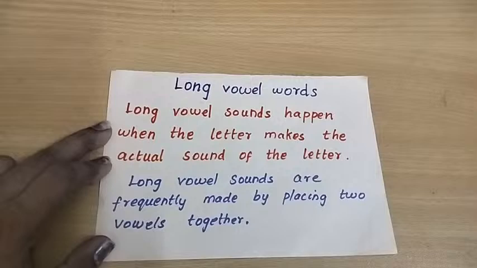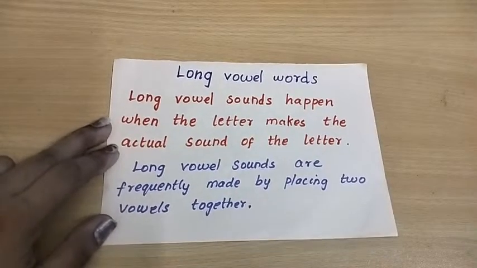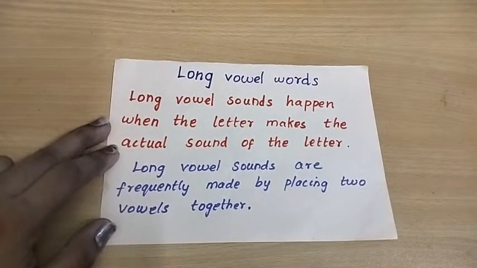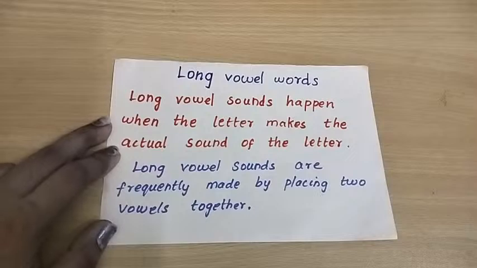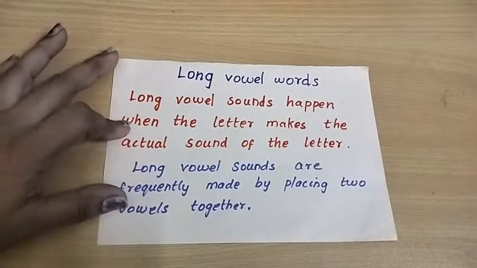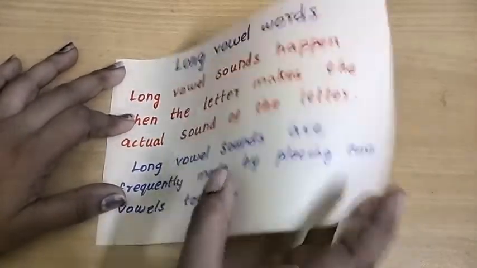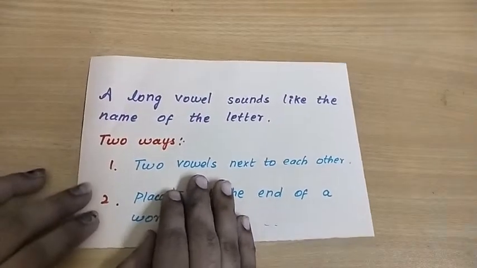Long vowel sounds happen when the letters make the actual sound of the letter. The one which I told you, long vowel words are nothing but the letter makes the actual sound of the letter. The long vowel sounds are frequently made by placing two vowels together. That is, if you have two vowels together, the first one sounds and the second one will be walking. This is the main intro of long vowel sounds. Next one is the long vowel sounds like the name of the letter.